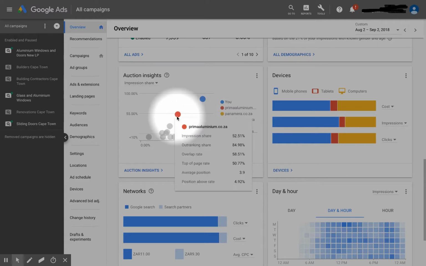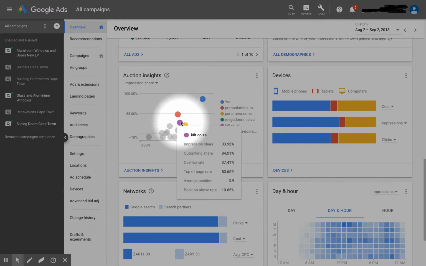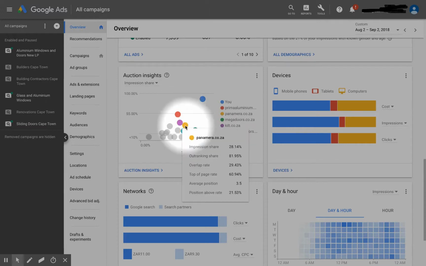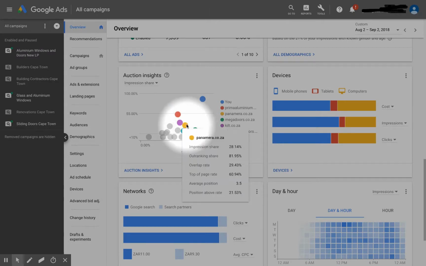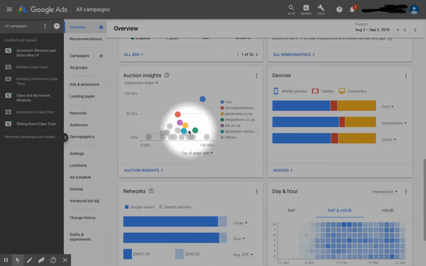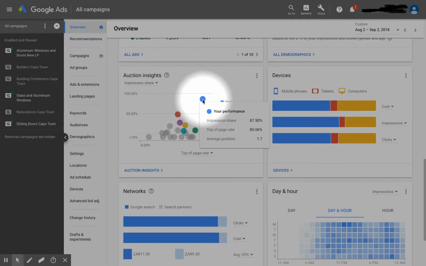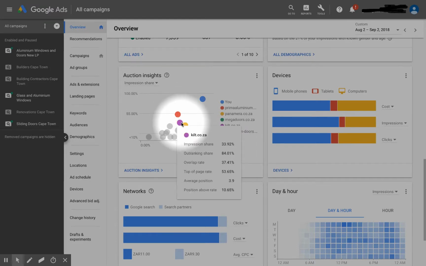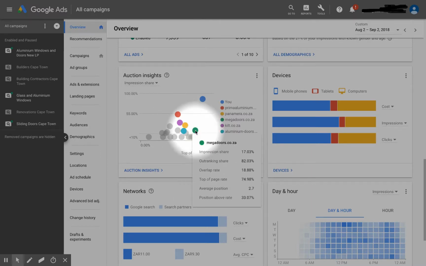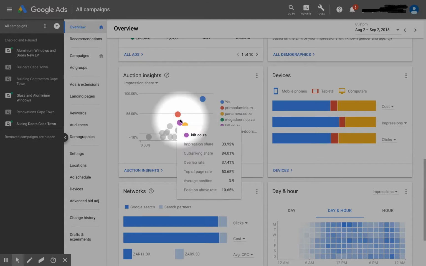I mean, you can see all the competitors to our client, and also the search marketing companies that are running their ads. You can see they're all together here. The ones that are in color are the ones that are closest to us. The grayed out ones are very far behind us. So you can see if we look at primal aluminium, they're shown half the time, and they're basically at the top of the page half the time. And then we see all these results, 33% of the time they're shown, top of the page half the time. So here we see, and even Megadoors only shown 17% of the time, but at the top of the page more often, but still they're far lower down.